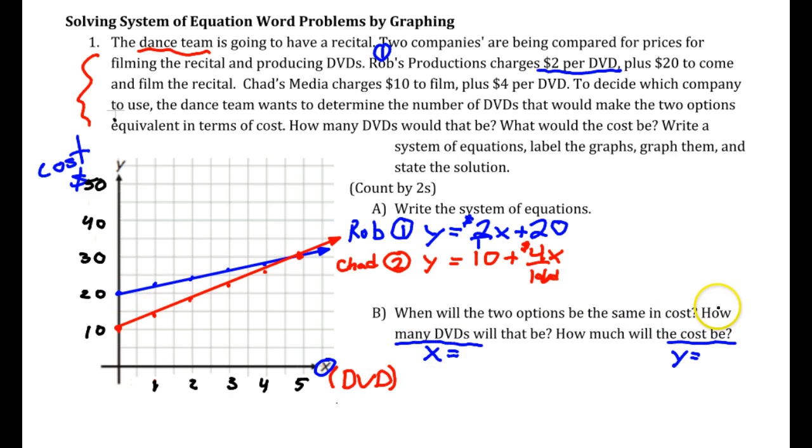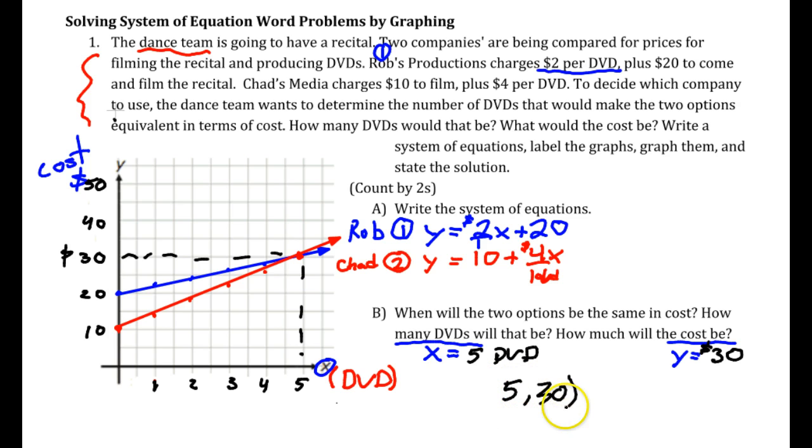So, answer the last questions. When will the two options be the same cost? How many DVDs? As we can see from the graph, at 5 DVDs they're the same cost. And what is that cost? $30. That's where they intersect. So in general, we'd say that's just 5 comma 30, x comma y. But we have to know what that 5 stands for and what that 30 stands for.